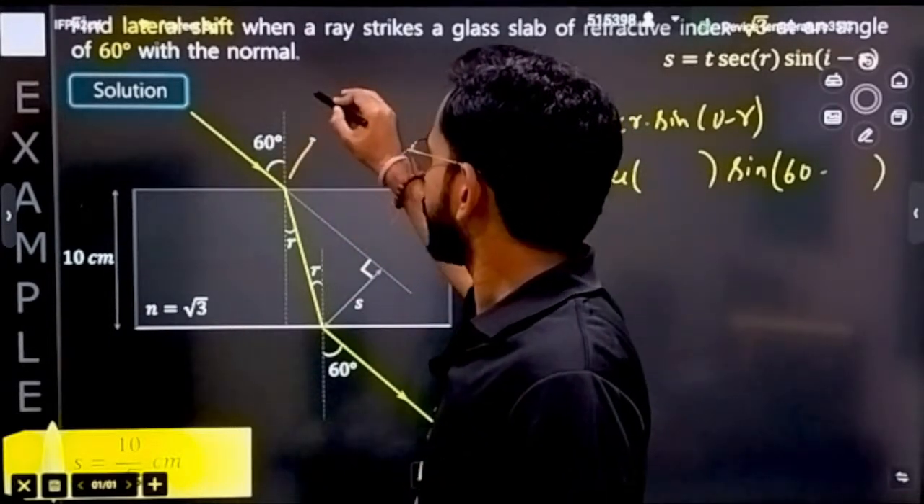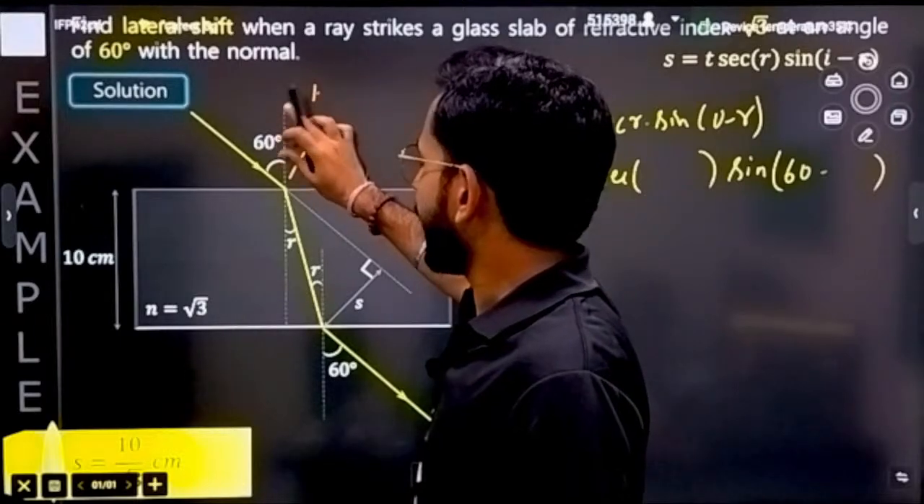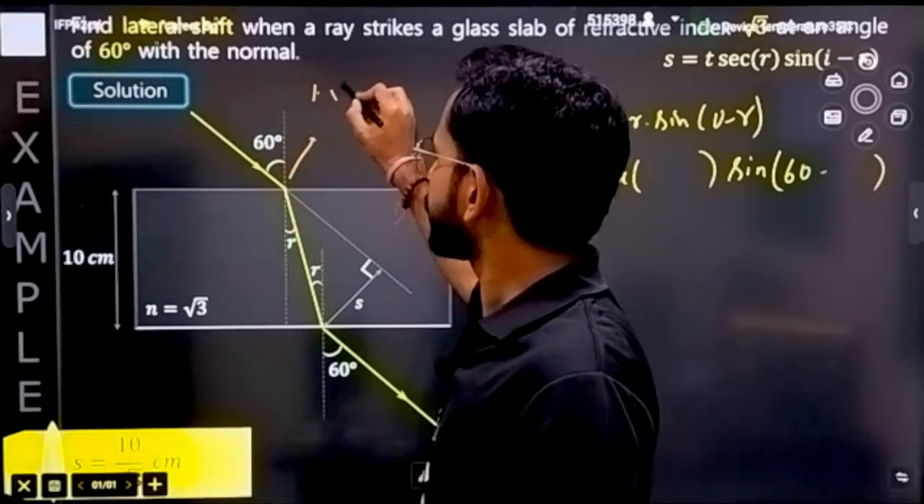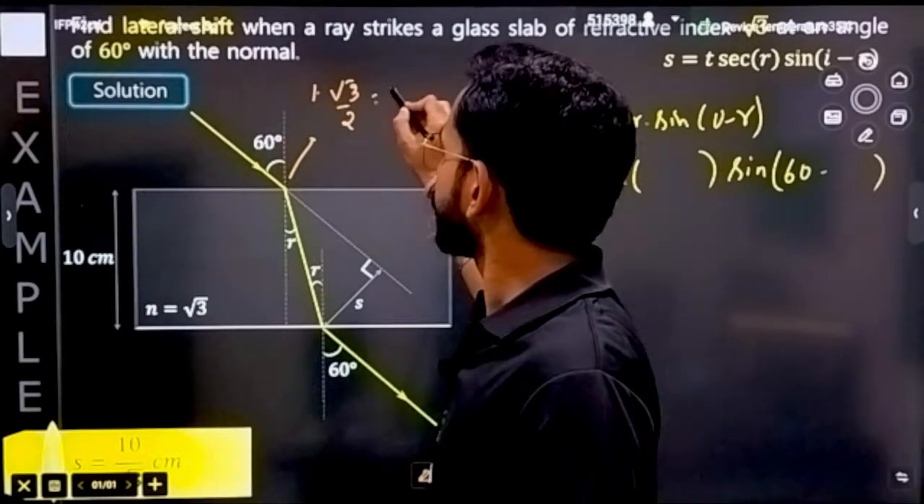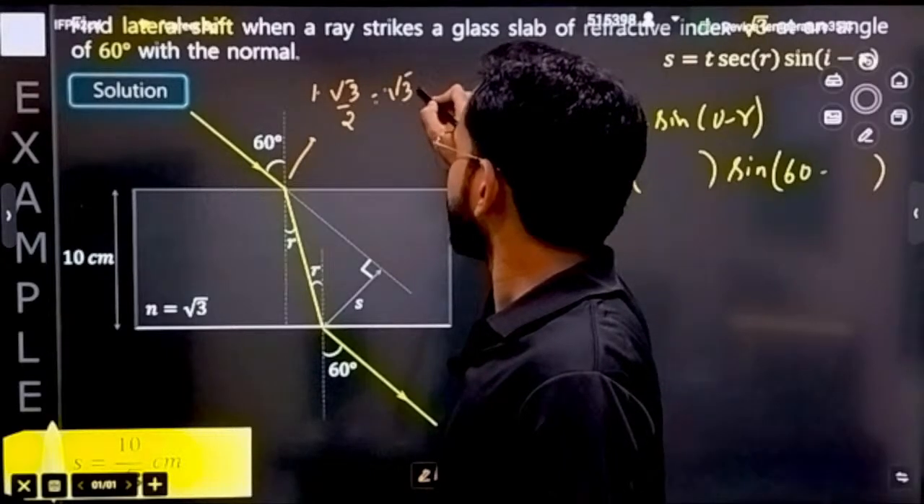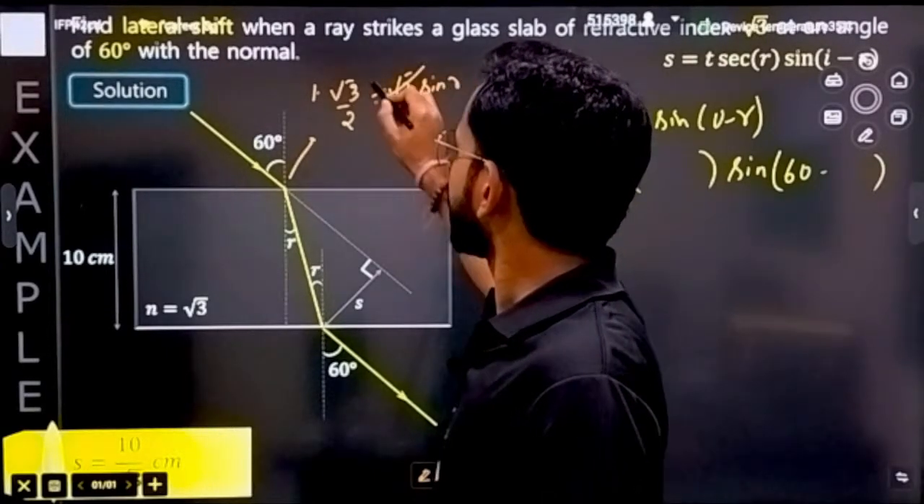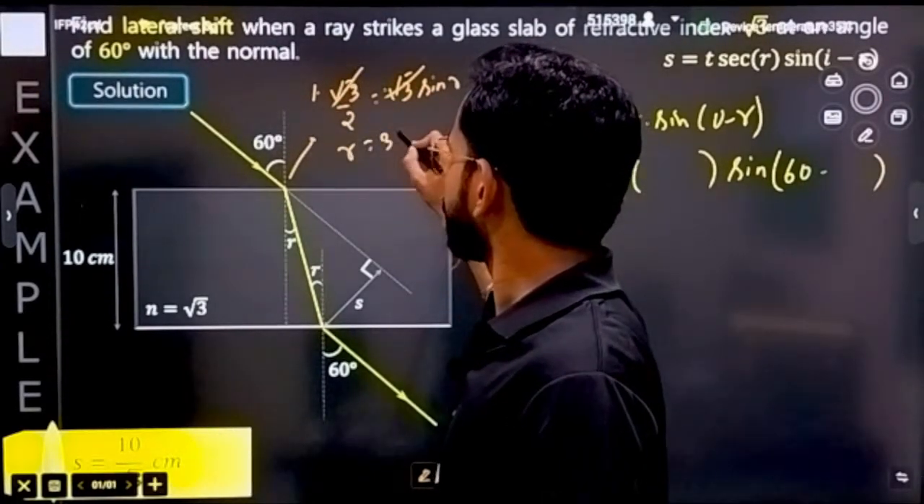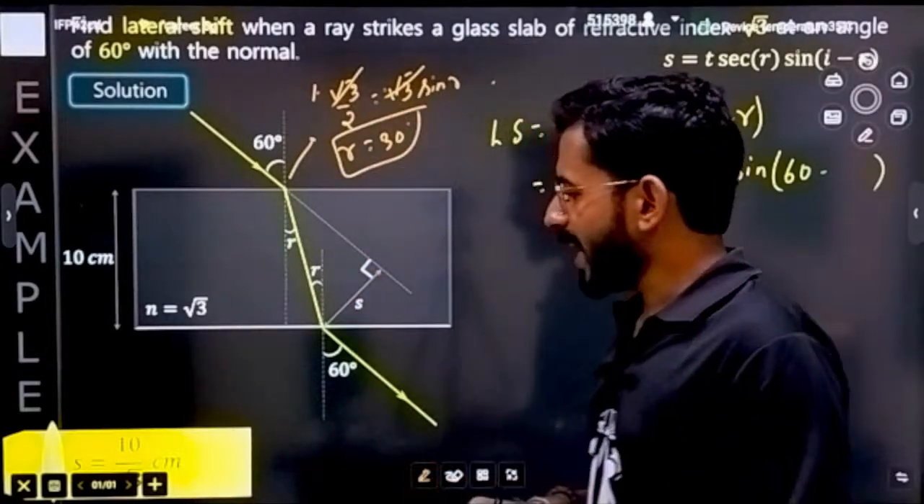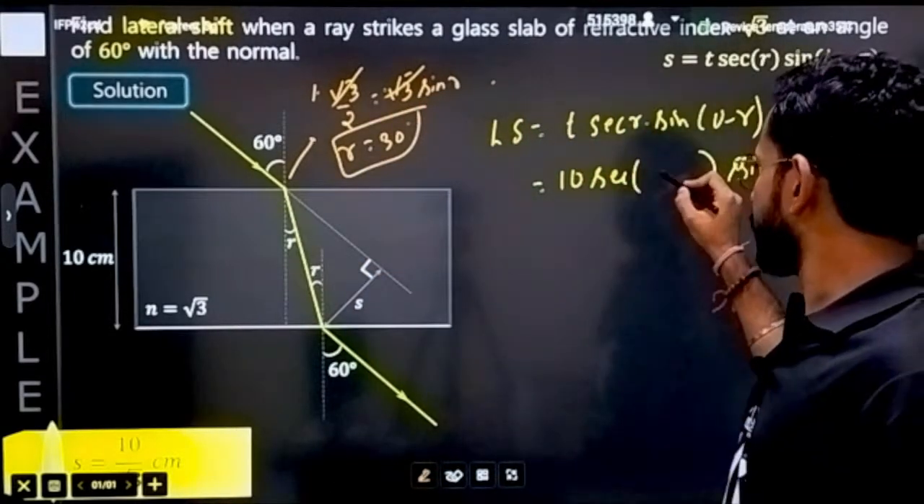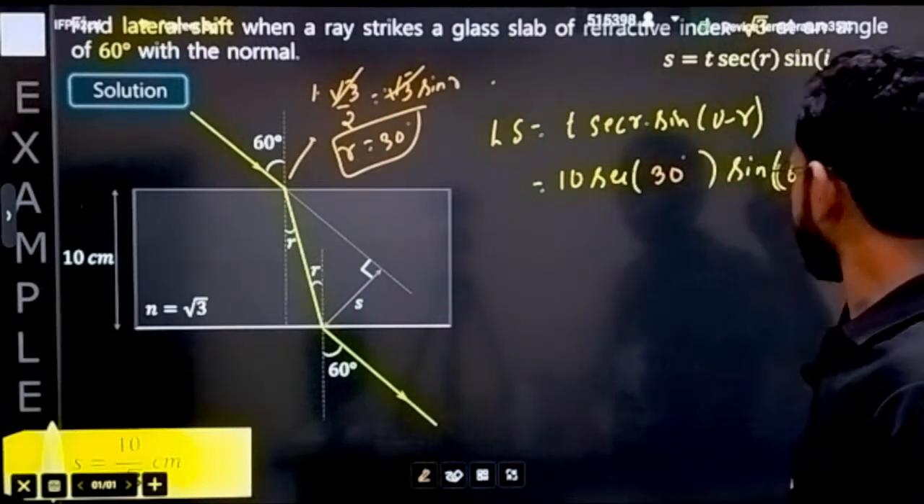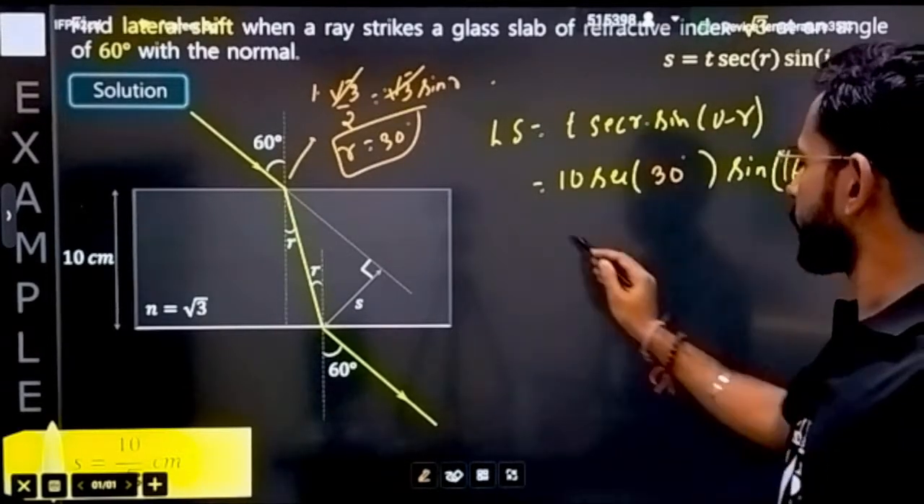Apply Snell's law. What is Snell's law? A lot of times now we have applied n1 into sine of 60. Tell me what is sine of 60? It is nothing but root 3 by 2, equals root 3 into sine of r. Cancel. r will be equal to 30 degrees. So put 30 here. This will also be 30, this will also be 30.